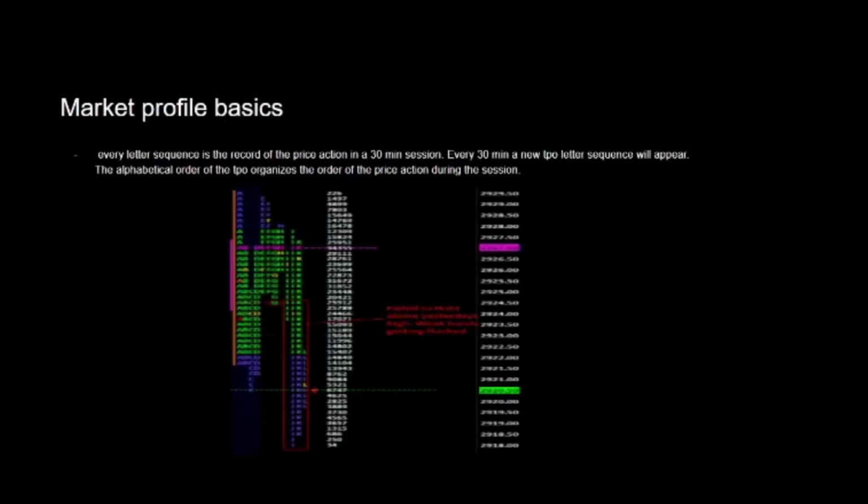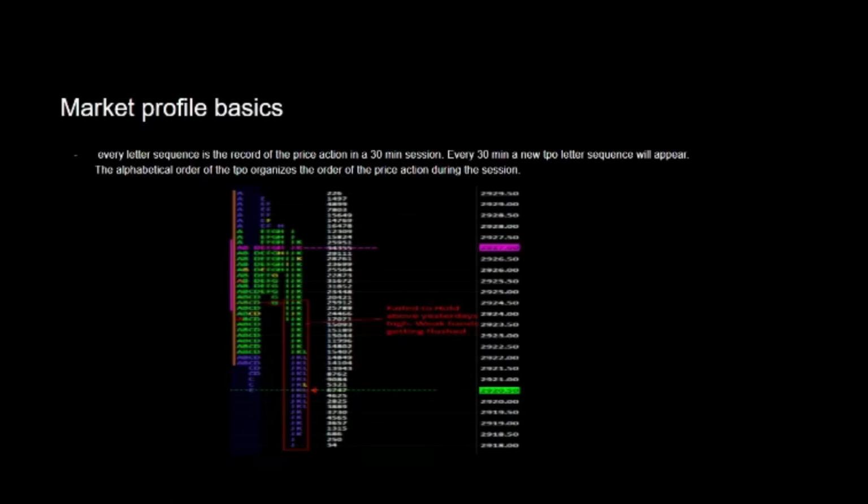Next point. So now we're going to go into the market profile. Before, I was explaining the auction market theory. Now we're going to apply this theory into this charting system. If you're looking at the market profile, you can see that we have a bunch of letter sequences. So A, B, C, D, E, F, G, and so on, right? Each letter sequence represents 30 minutes of price action. So you could consider each column of letters like a candlestick, right? It's just a candlestick chart.